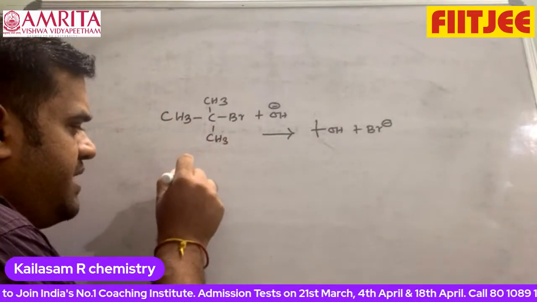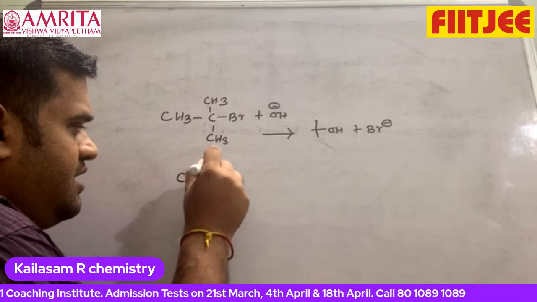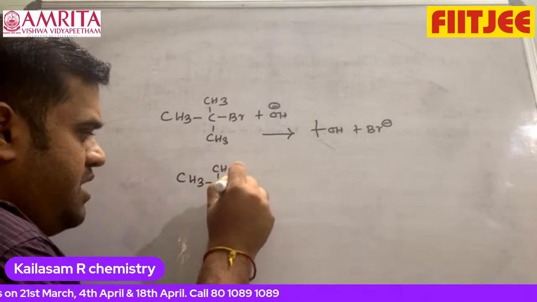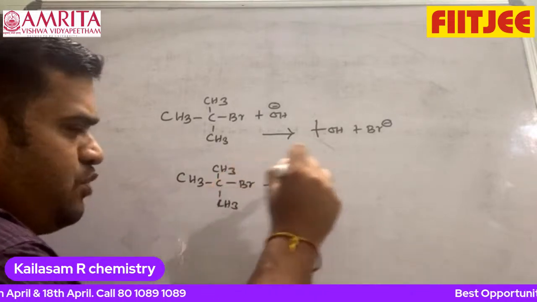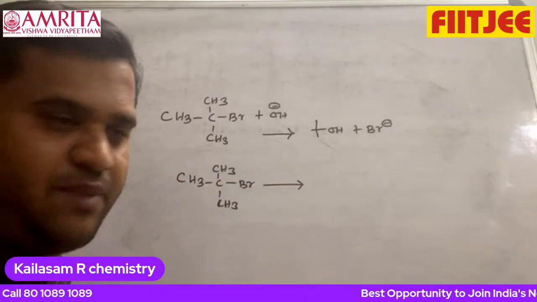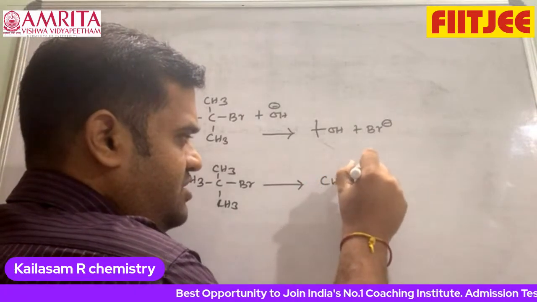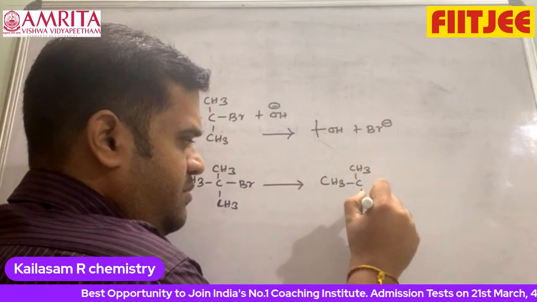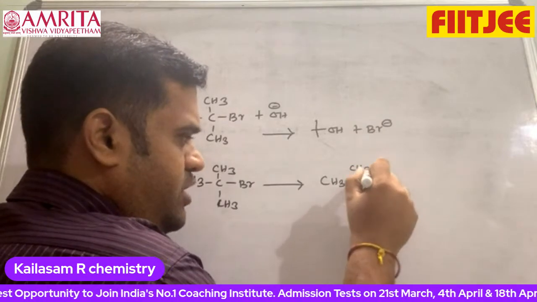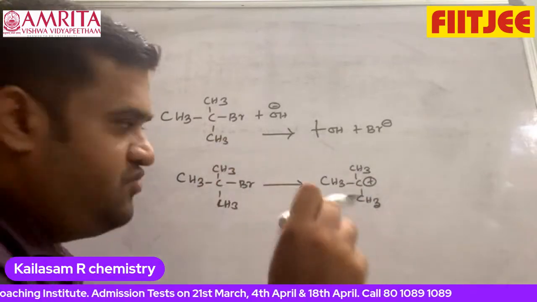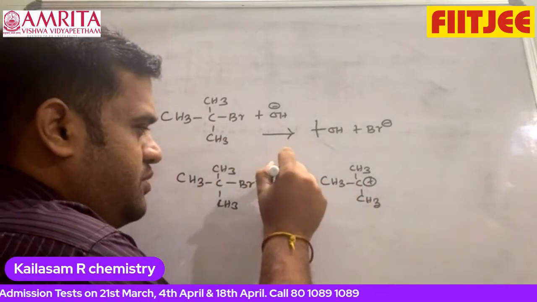When they are going with the mechanism, here is CH3 and now Br. Here the bond breaking process takes place. Once the bond breaks, it forms CH3, CH3, CH3, that means it forms a tertiary butyl carbocation. The tertiary butyl carbocation decides the rate of reaction. Therefore, this step is called the slow step.